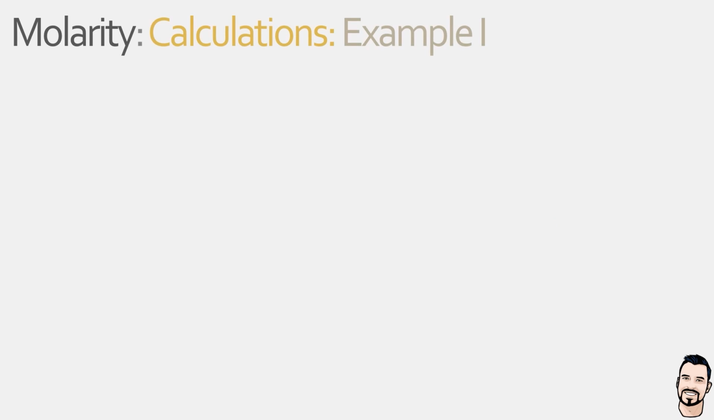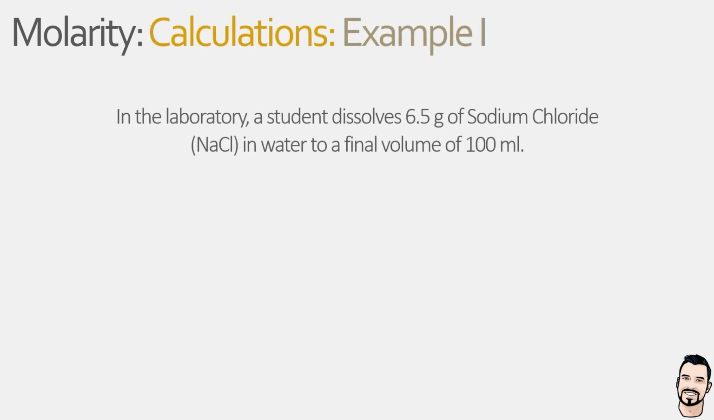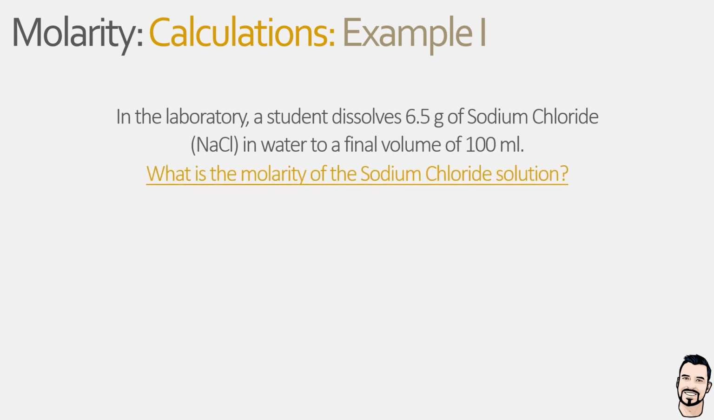So in our first example, a student dissolves 6.5 grams of sodium chloride in water to a final volume of 100 millilitres. The student wants to know what is the molarity of the sodium chloride solution. And so if we bring up our associated equation, we can see that the molarity is equal to the number of moles of solute divided by the final solution volume in litres.